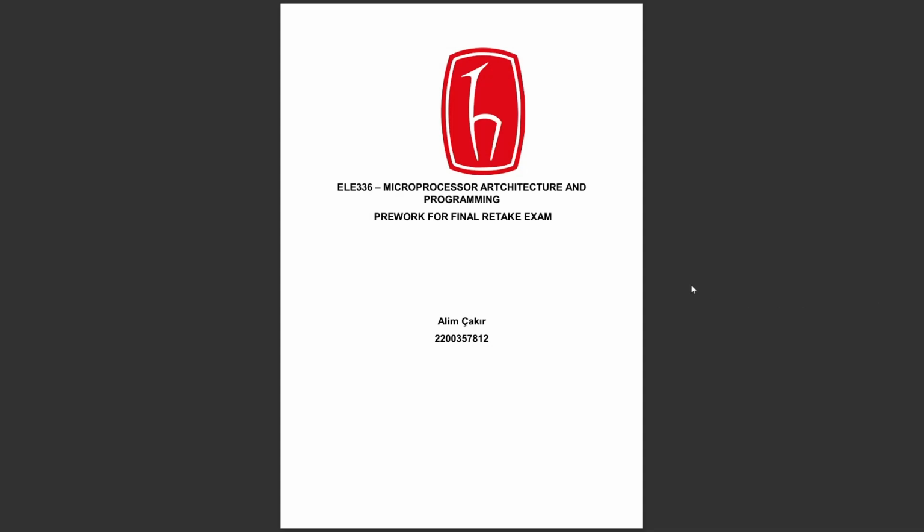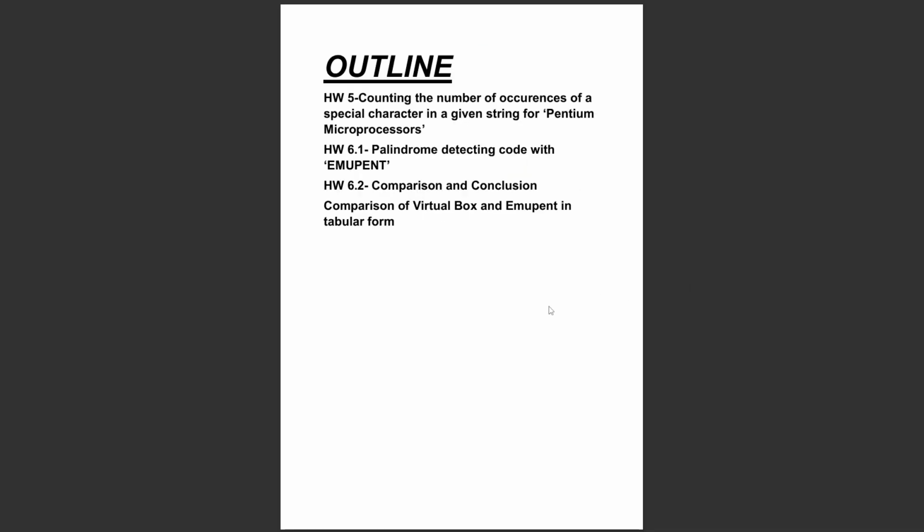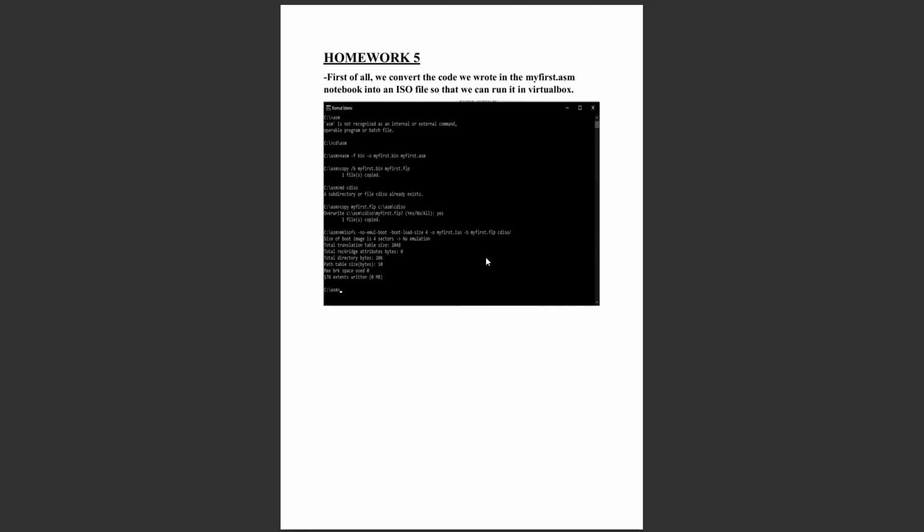In this video, I will tell you about my Homework 5 and Homework 6 Preworks for the final retake exam. Here's our outline. Homework 5 is about counting the number of occurrences of a special character in a given string for Pentium microprocessors. Homework 6 is about palindrome detecting code with emoppend and comparison of VirtualBox and emoppend. Let's start with Homework 5.